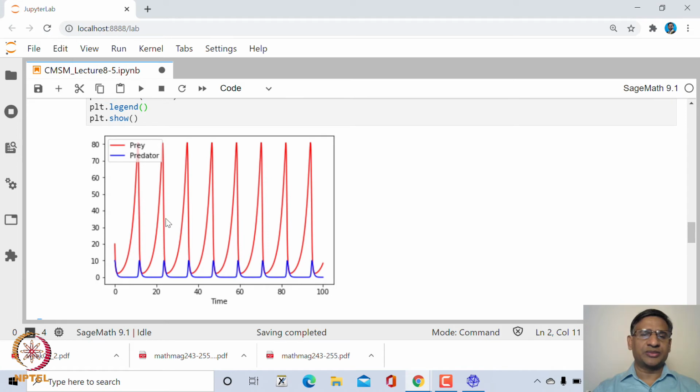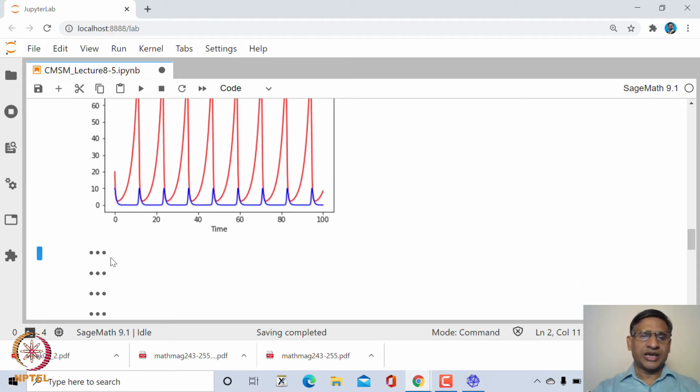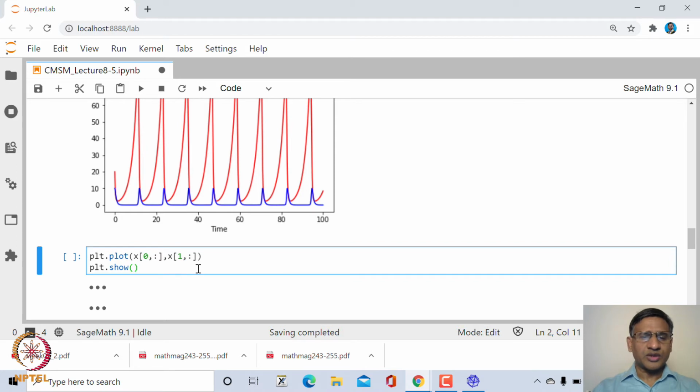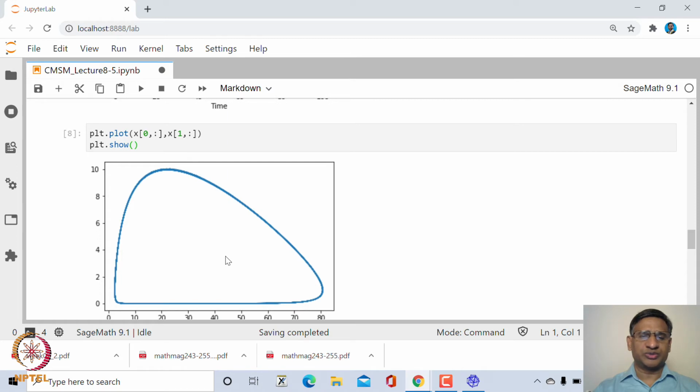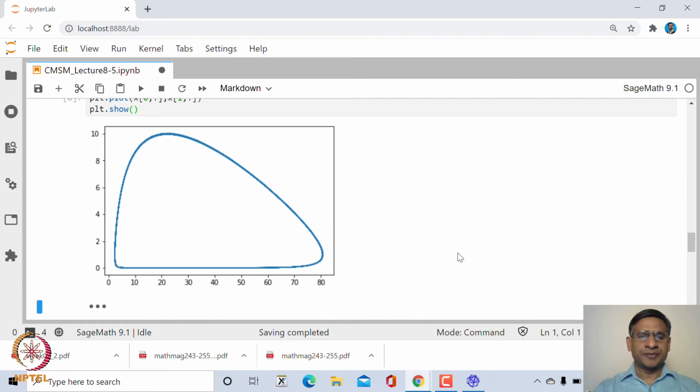So, this red one is the prey and the blue one is the predator. As you can see here, whenever there is a growth in the prey, the predator also grows, and once the prey's population comes down, the predator population also comes down. So, that is what you expect, right. And let us plot both of these together, that will give you the interaction between the two species, namely prey and predator. This is how it looks. You can do it with different initial guesses and different parameters, right.